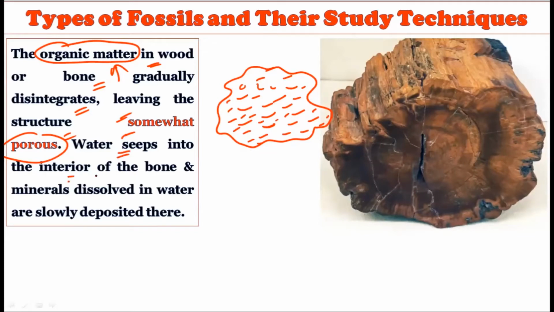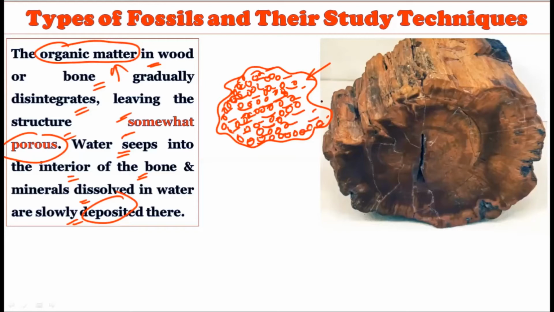Then water seeps into the interior of the bone, and the minerals dissolved in the water are slowly deposited there. So what will happen? If there is rain, the water droplets will occupy the places in this porous wood, and whatever minerals are in the water slowly get deposited into this porous wood. Over a period of time, this whole wood or bone gets petrified, and it becomes very solid again. So the organic content naturally present in the wood disappeared over a period of time, and it got replaced by the minerals present in the water, and that is why it got petrified or mineralized.